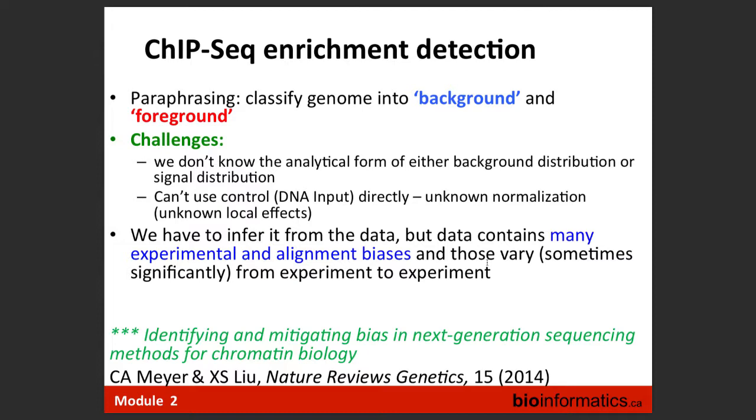Now, if I knew which fraction of my reads in IP is actually background, I could try to subsample my DNA input to this number and use it. But I don't know this fraction. So that's why it's difficult. And of course, for the IP experiment, we don't know the analytical form of either background or signal. So in this matter, I think ChIP-seq analysis is the most complicated. It's more complicated than, for example, SNP calling.